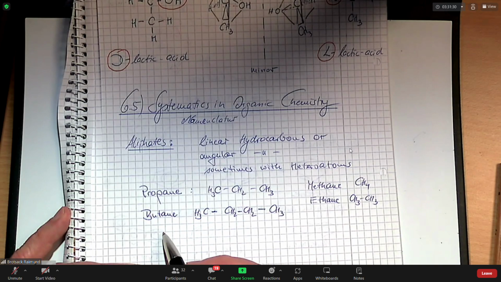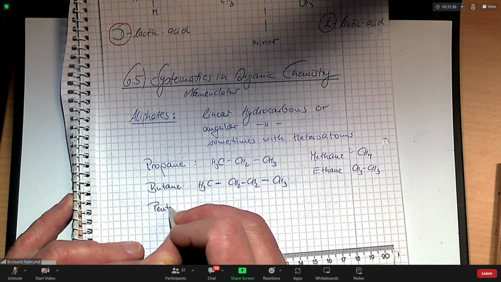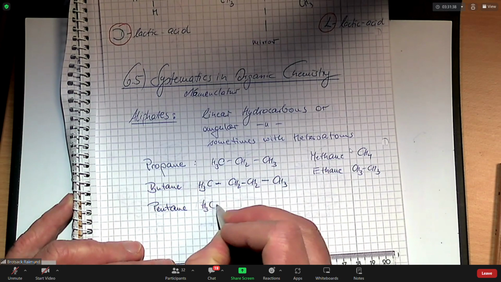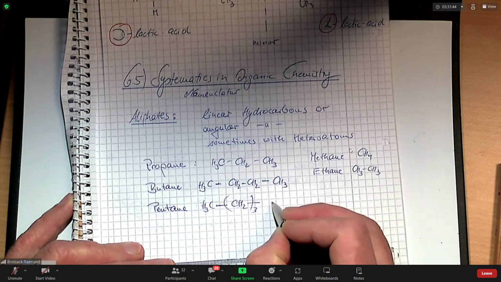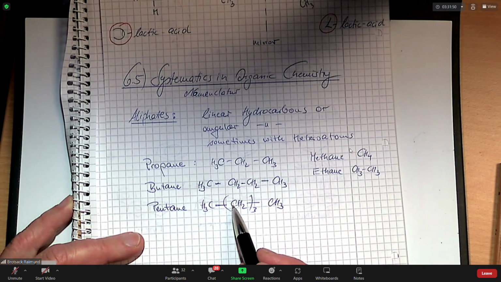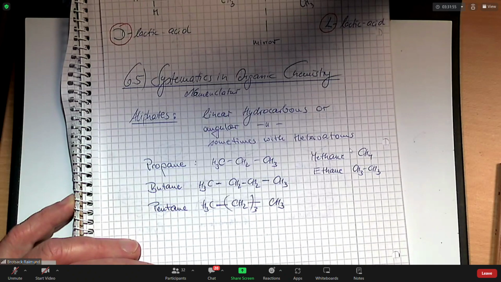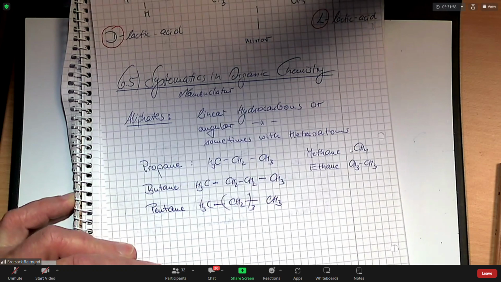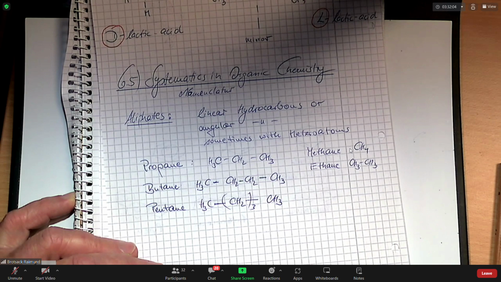Then we come to the pentane. Pentane, CH3, CH2, now three times, CH3. Pentane means in total five: 1, 2, 3, 4, 5. And ongoing, hexane, heptane, octane, nonane, decane. This is pure aliphates without any double or triple bond. Only sp3 hybridization.